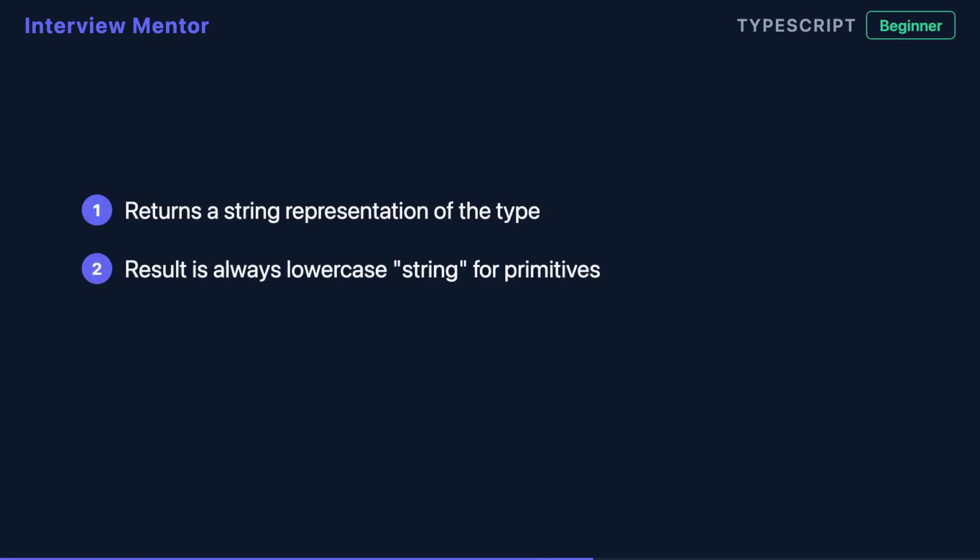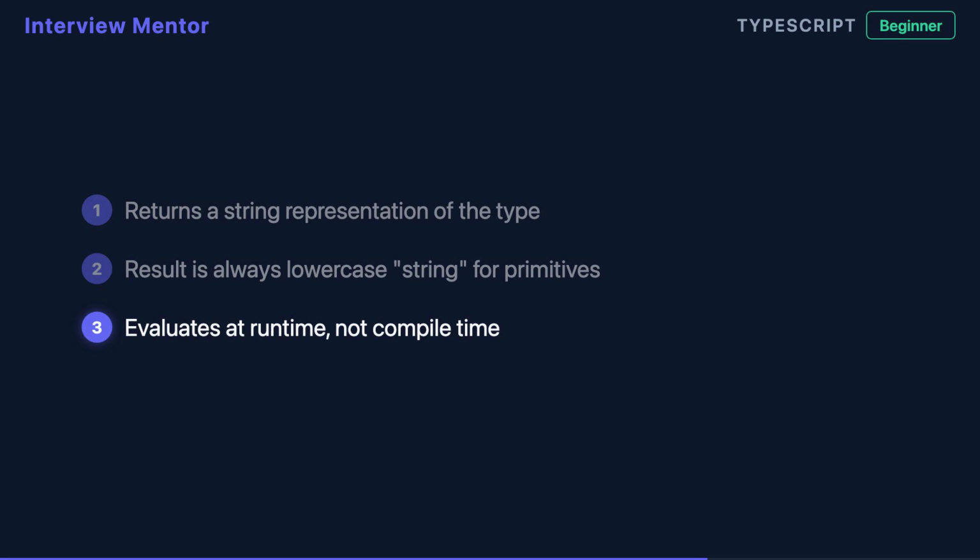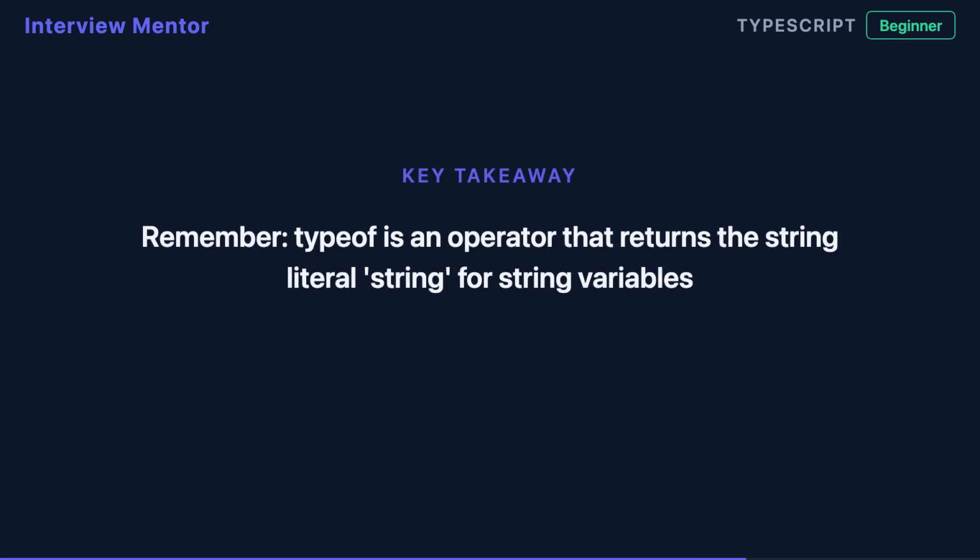Let's recap the key behaviors. First, typeof always returns a string representation of the type. Second, the result for string primitives is always exactly "string" in lowercase. Third, it evaluates at runtime, so it checks the actual value, not the TypeScript type annotation. To answer the question, typeof returns the string literal "string" when checking a string variable.